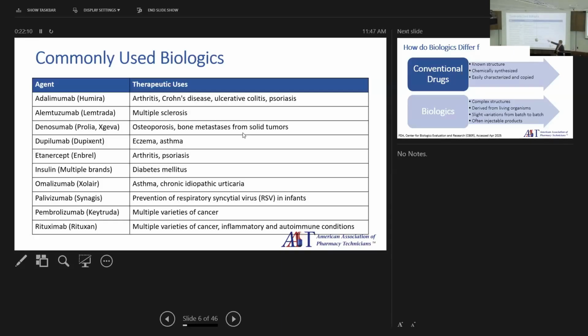You'll notice a lot of the medications have the ending MAB. If you see any medication that ends in MAB, it stands for monoclonal antibody. Monoclonal antibodies are things that our bodies produce as part of an immune response. These are large proteins, and so anything that ends in MAB is a biologic product.